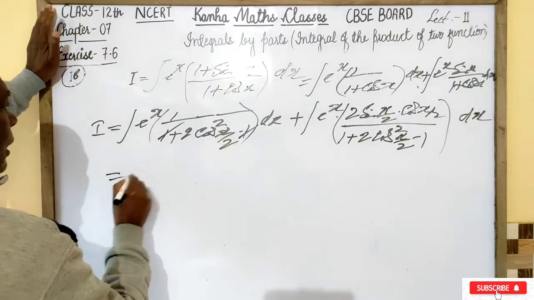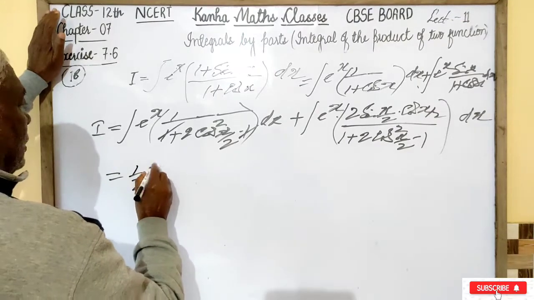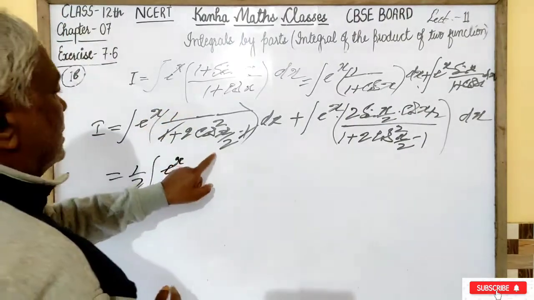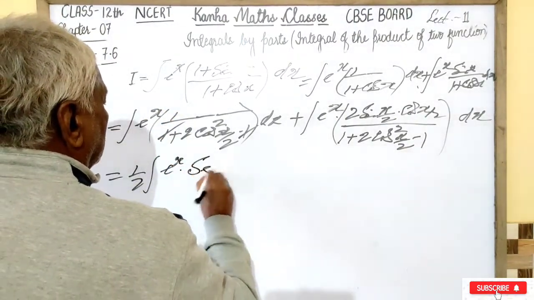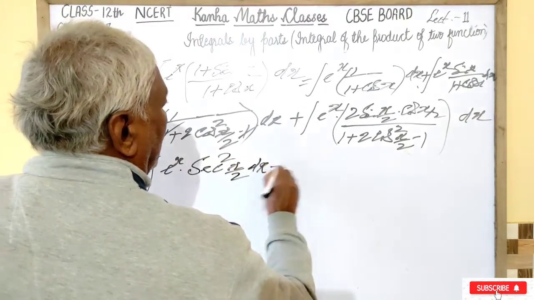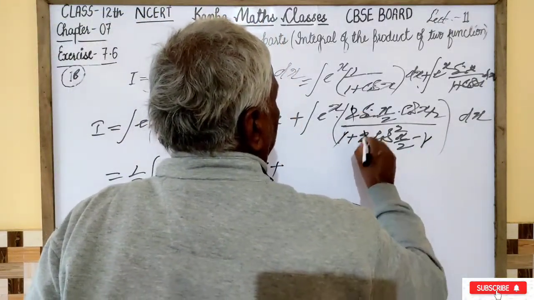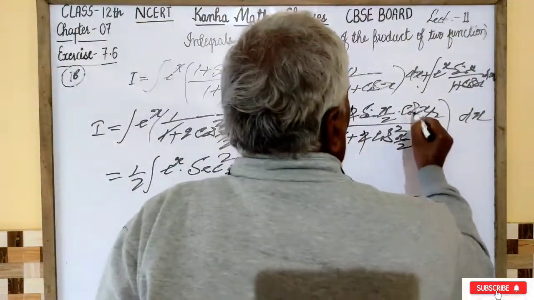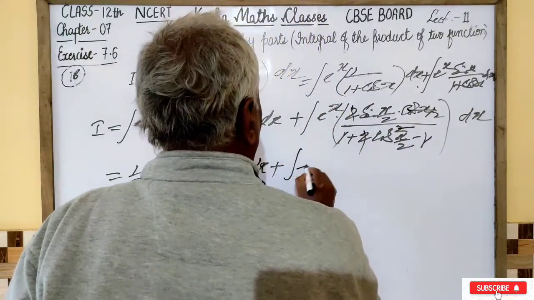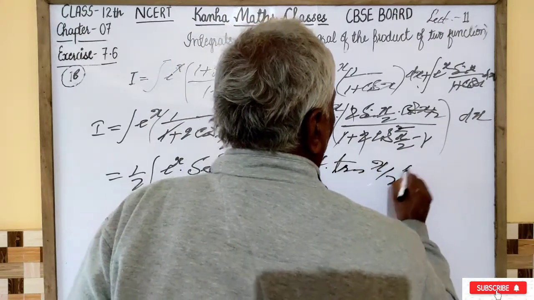Here 1 by 2 taking common, this will be e^x into 1 upon cos square x by 2, meaning sec square x by 2 dx, and here 2 will be cancelled by this, and cos x will be cancelled by this, this will remain e^x tan x by 2 dx.